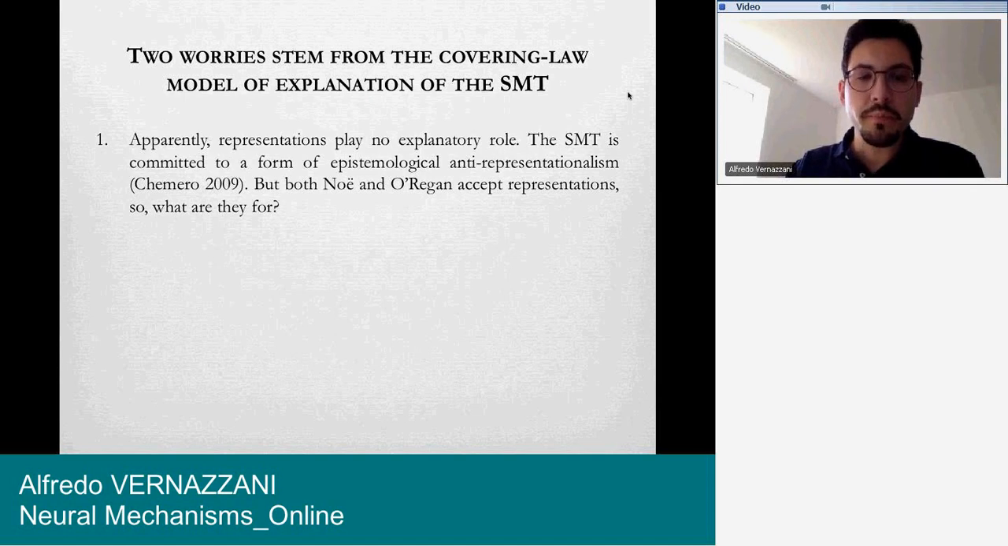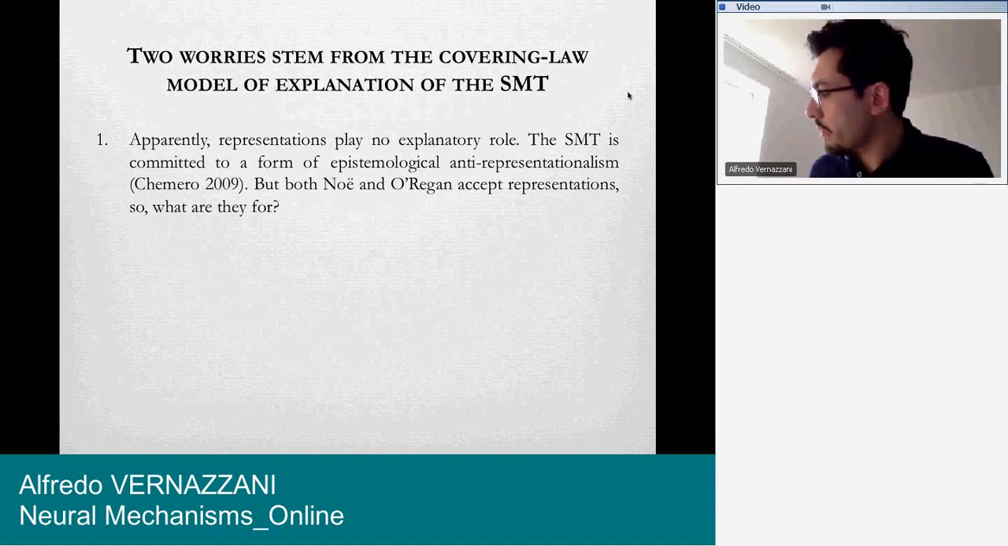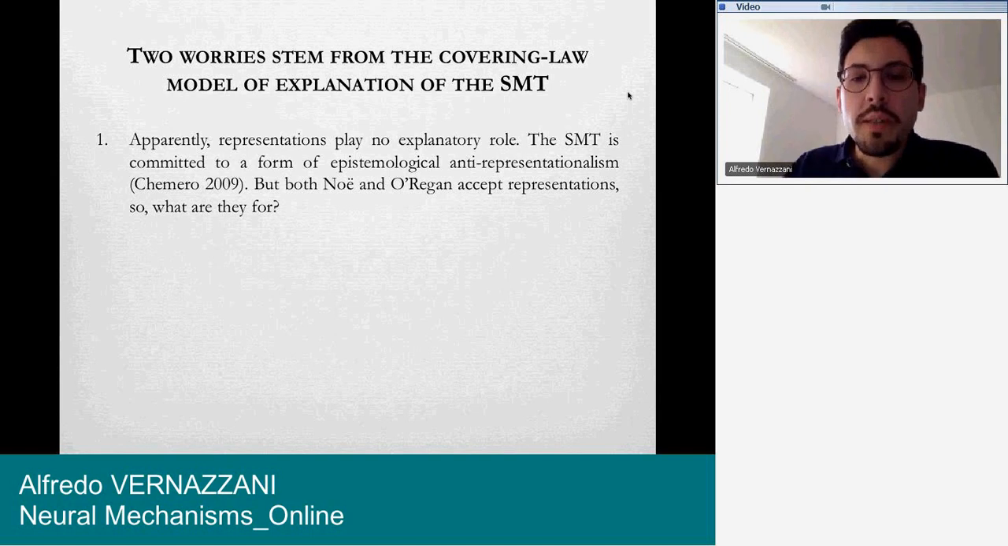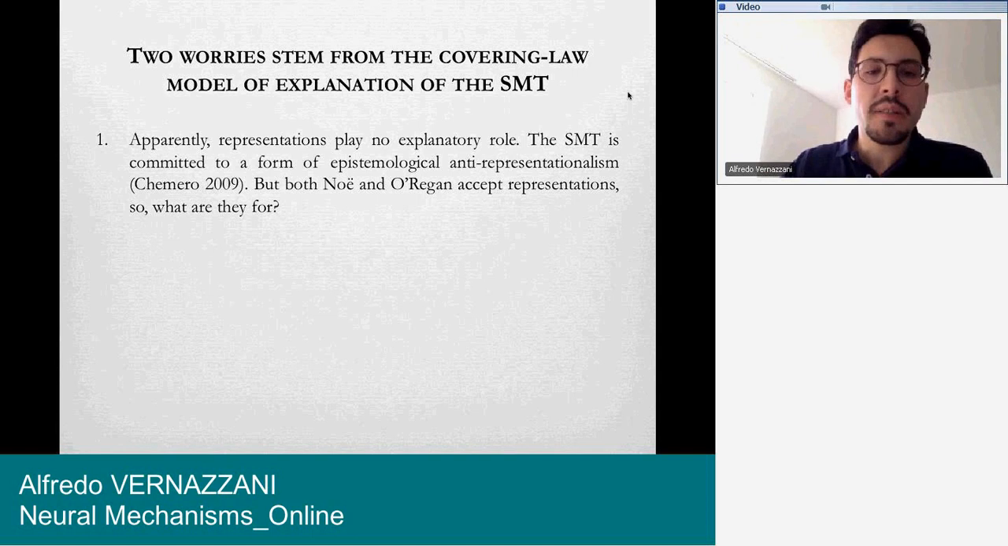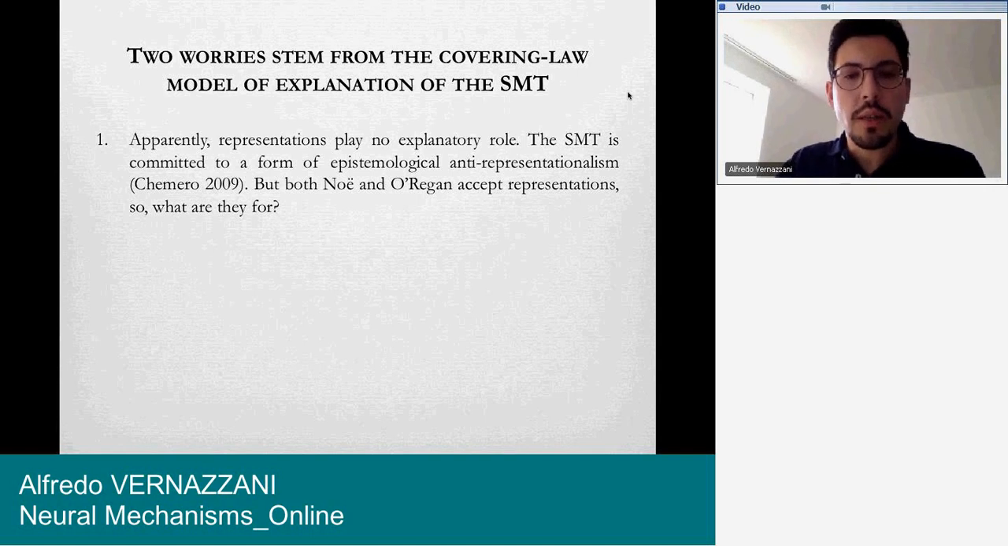Briefly, the first worry is related to the role of representations. As we have seen, there are good reasons to believe, at least based on textual evidence, that defenders of the sensorimotor theory do not deny the existence of representations at all. They apparently believe that they are explanatorily relevant.